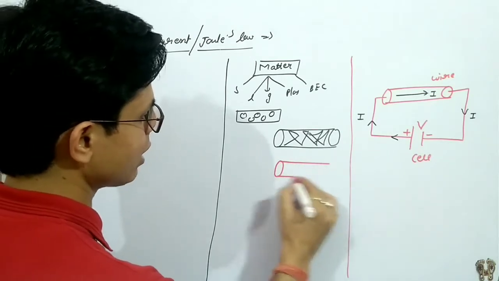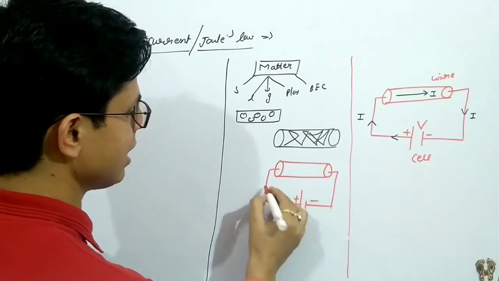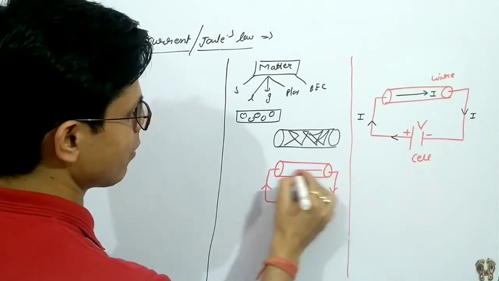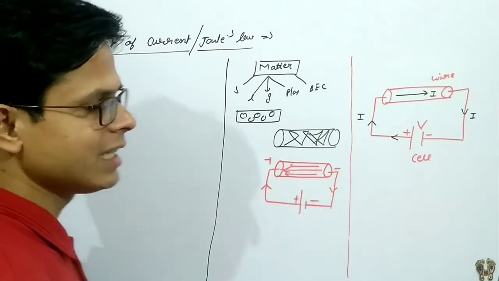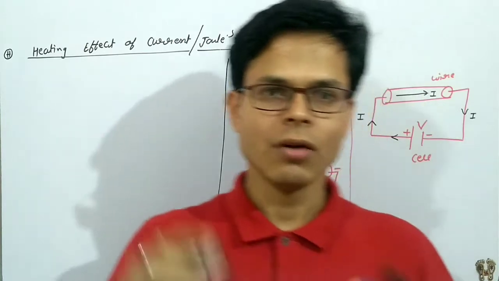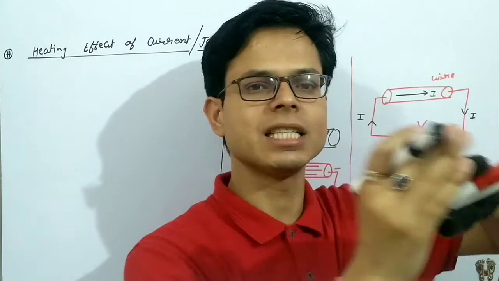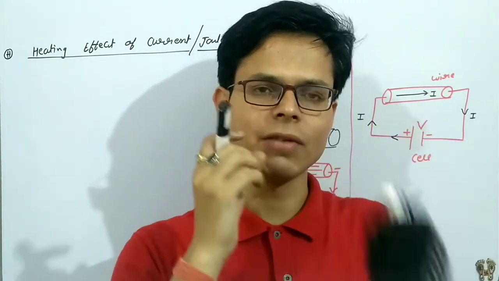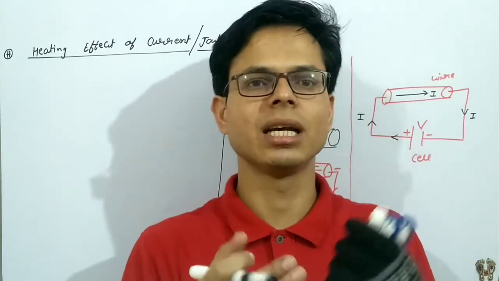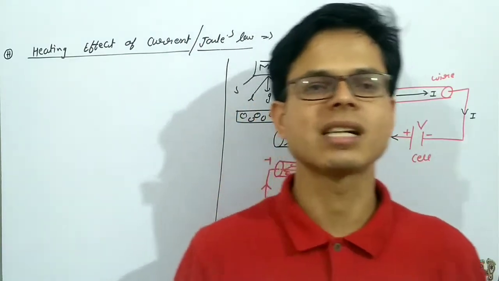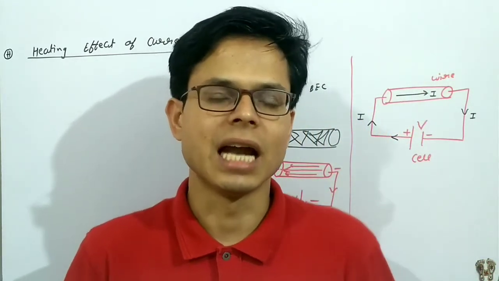When you connect this wire through a battery or cell, these electrons start moving from the negative terminal to the positive. Clear? And this flow of charges is called current. The rate of flow of charge is called current. When the free electrons move, they collide, and during that collision they share their energy. They will transfer their energy. Due to that, the temperature of the conductor will increase and it will heat up.